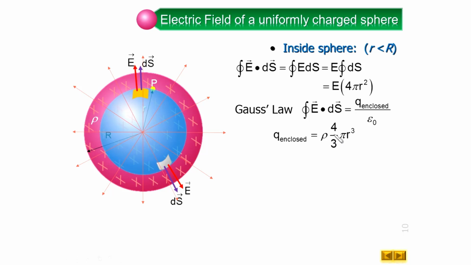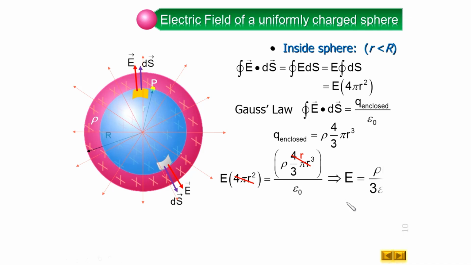Now we can substitute this value in the right hand side part of the equation, and we can substitute this value in the left hand side part. So we can write now E multiplied by 4 pi r square equal to rho 4 by 3 pi r cube divided by epsilon naught. Now here we can observe this 4 pi r square will get cancelled with the 4 pi r square, and we will be left with a small r here. Now we can rearrange to get the value of E. Now E will be equal to rho r divided by 3 epsilon naught.